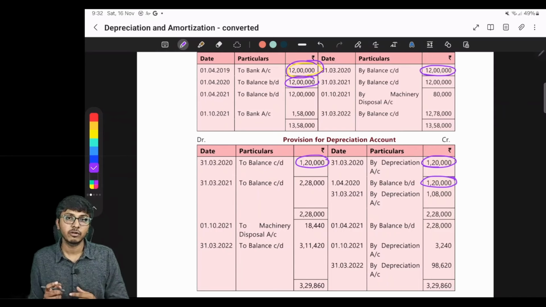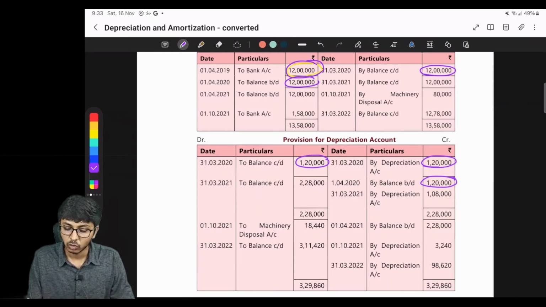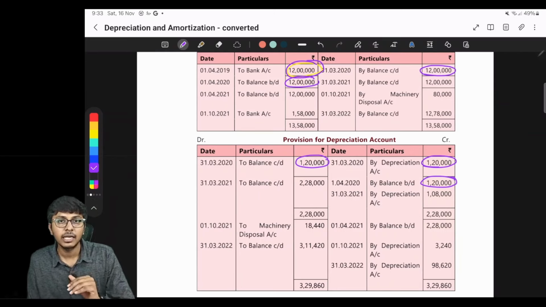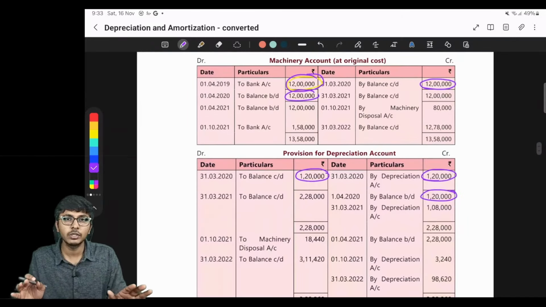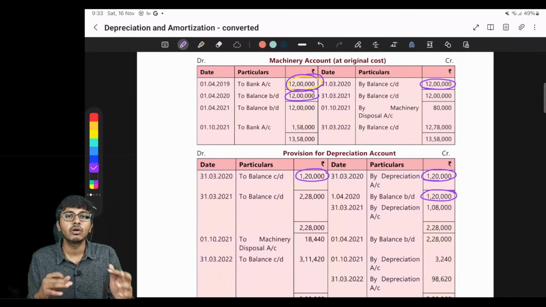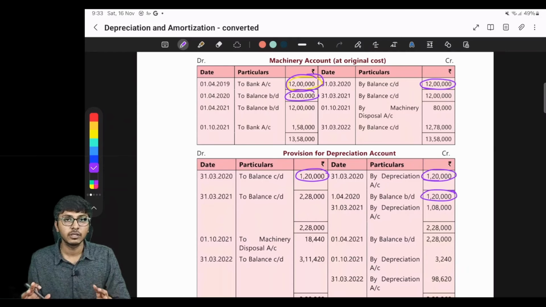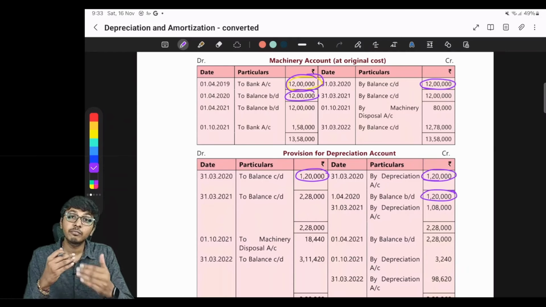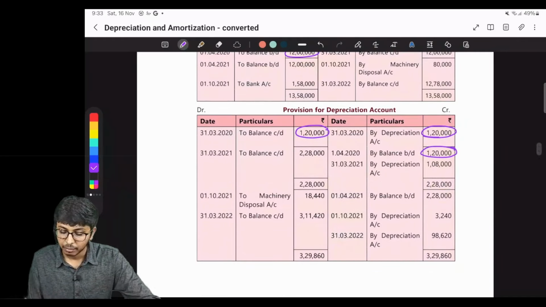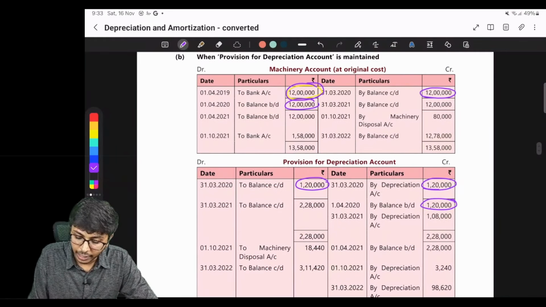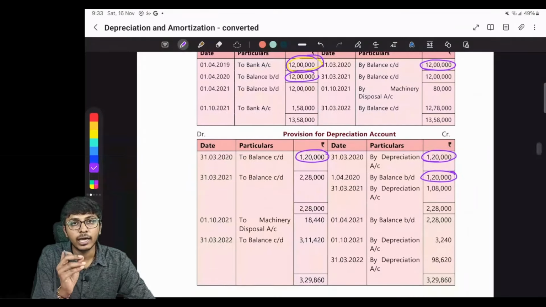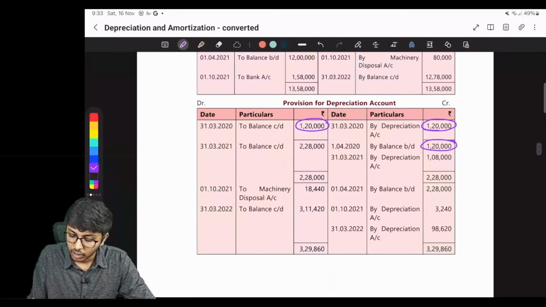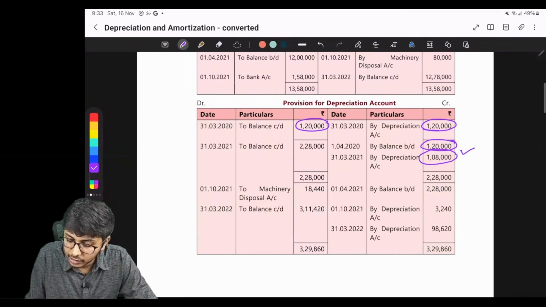Second year, what is the depreciation we are providing? What is the balance of the asset? 12 lakh minus 1 lakh 20, my asset balance is 10 lakh 80. It is the same as the previous. Depreciation amounts won't change, asset value also will not change, only the method of presentation will change. A separate account will come and only the method of presentation will change. So on that 10 lakh 80, if I provide depreciation, my depreciation will be 1 lakh 8,000. Correct?